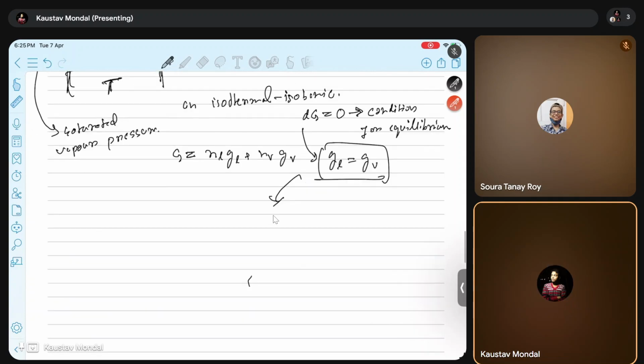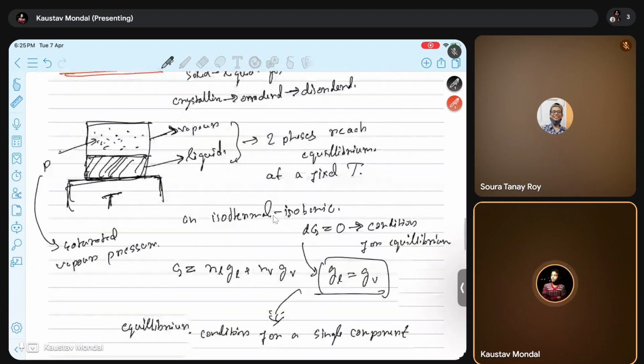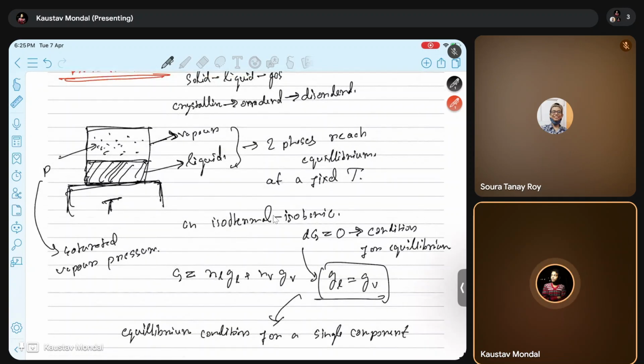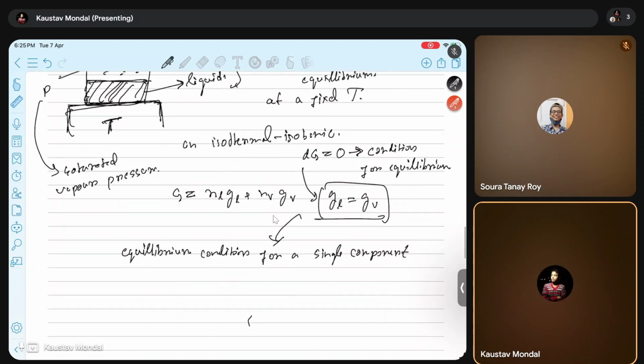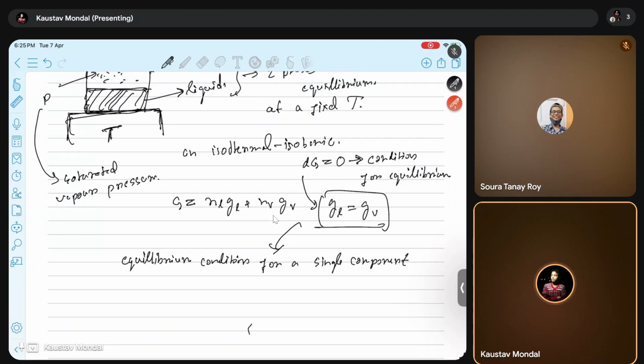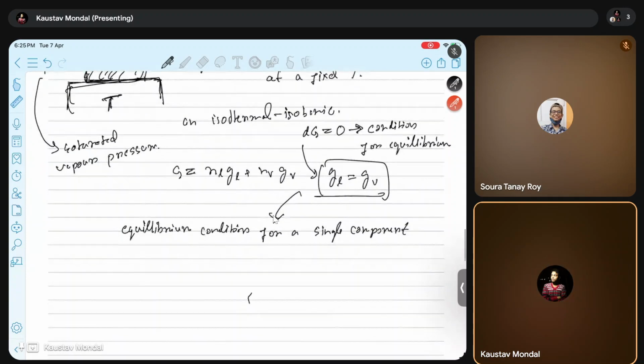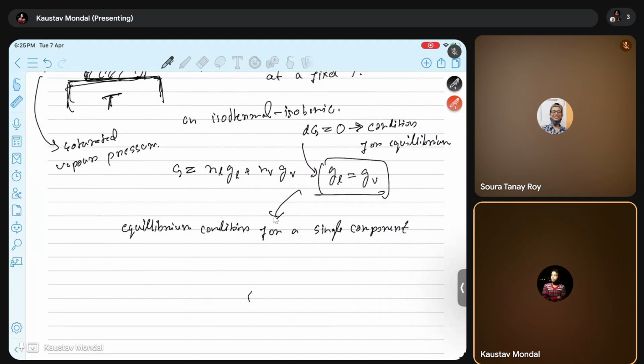Equilibrium condition for a single component system. Single component means, since here water is the only component, the vapor is the gas form of the water, and the liquid is the liquid form of the water, right? So in that way there is just a single component, so that's why it's called a single component system.